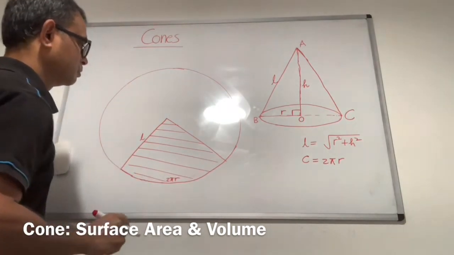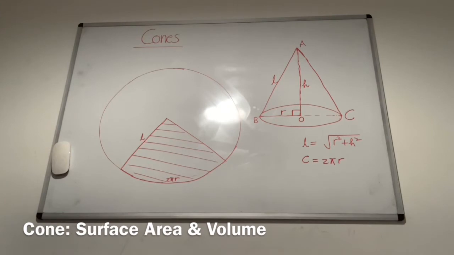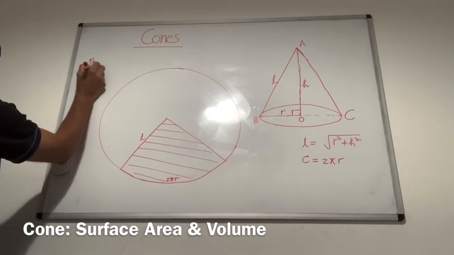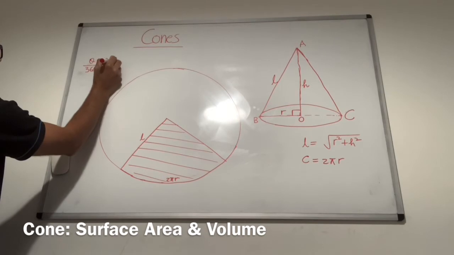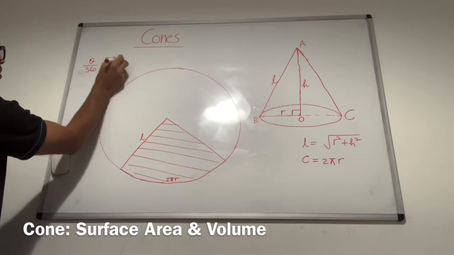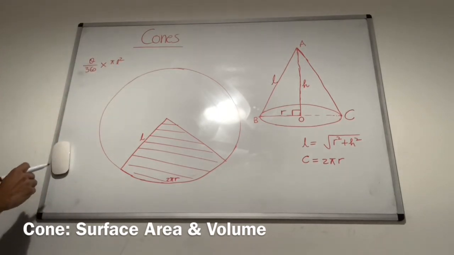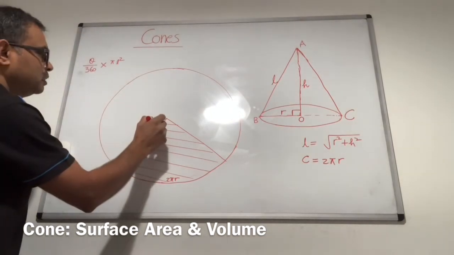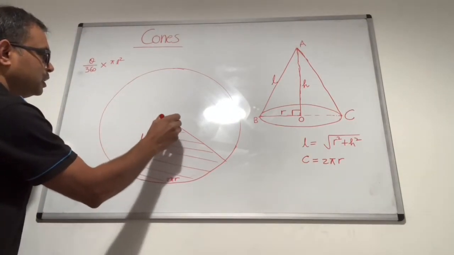How did we calculate earlier the area of the sector? Do you remember? Theta over 360 times pi r squared, where r in this case would be l. Pi l squared. Isn't it? So if you know this theta, you can calculate it.